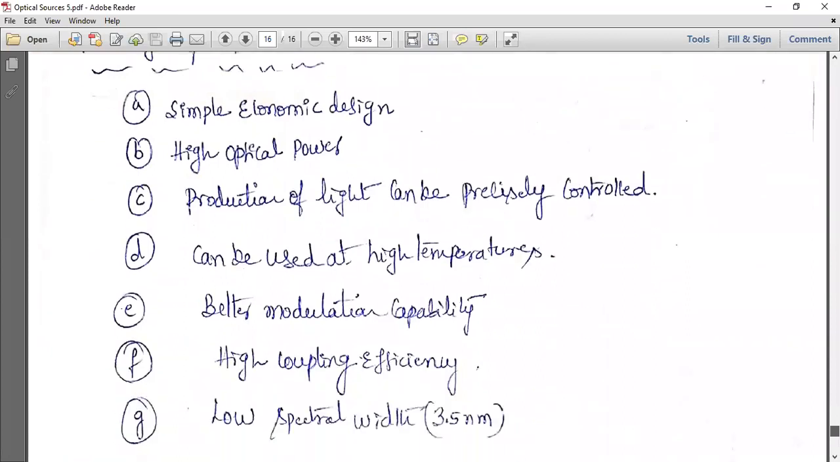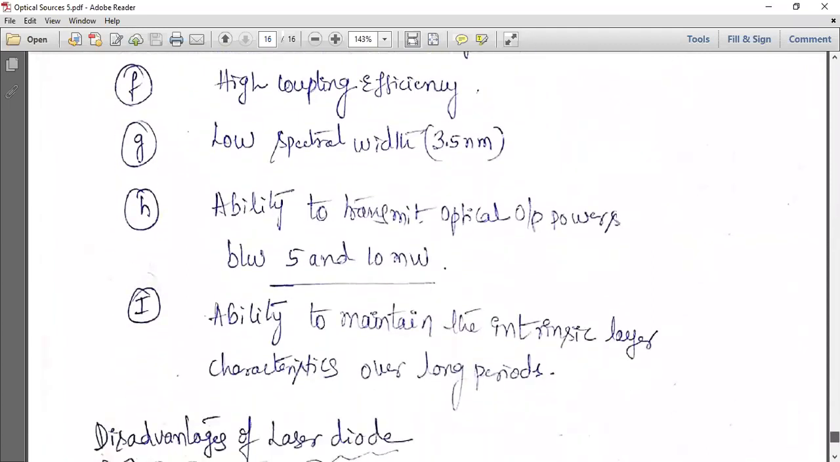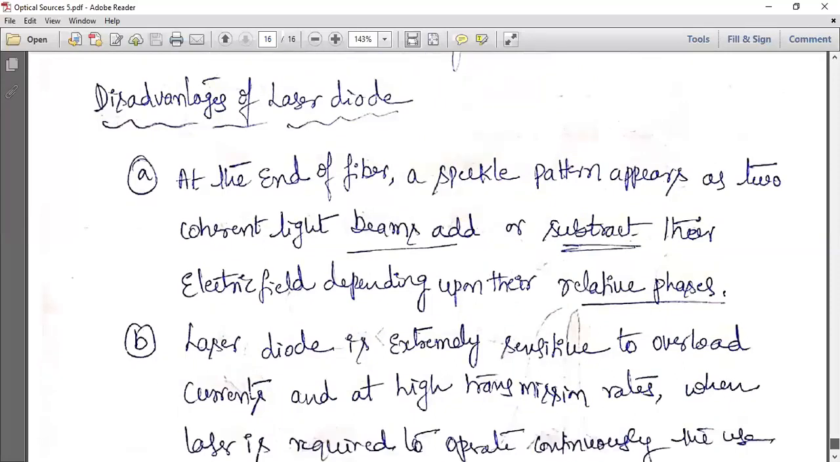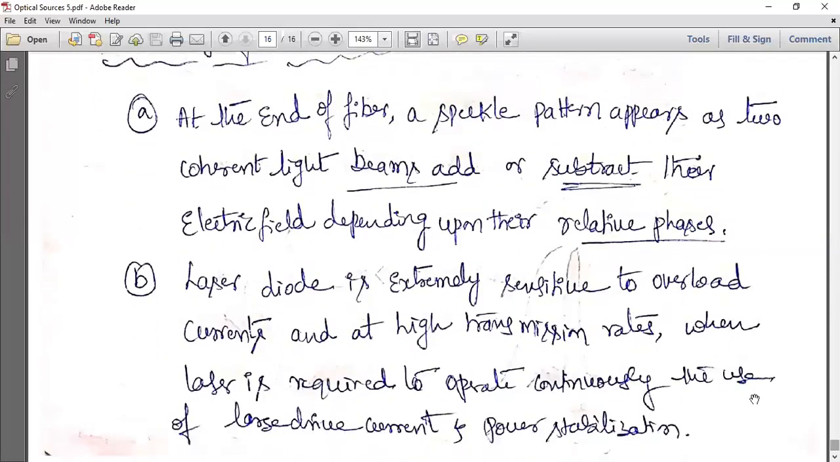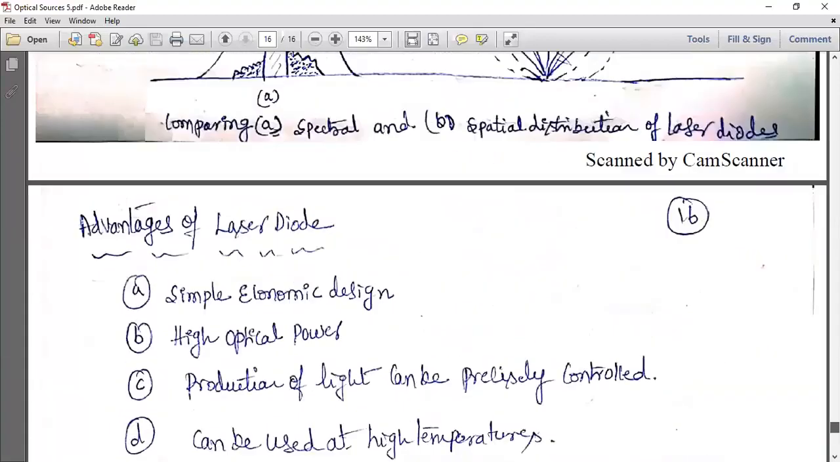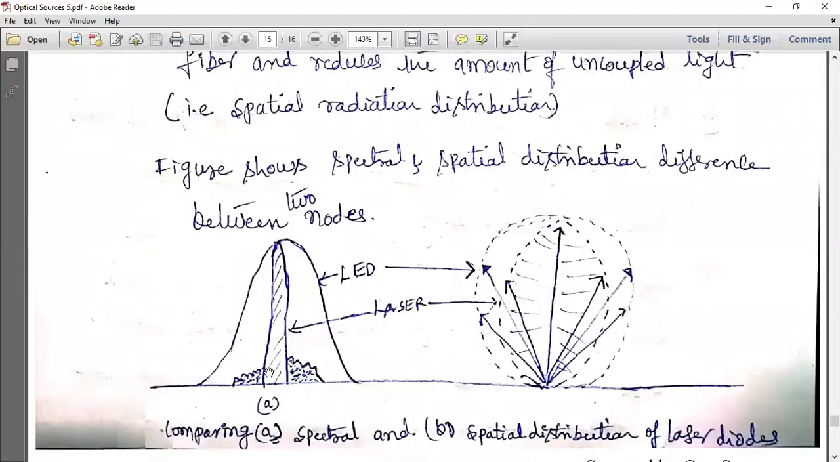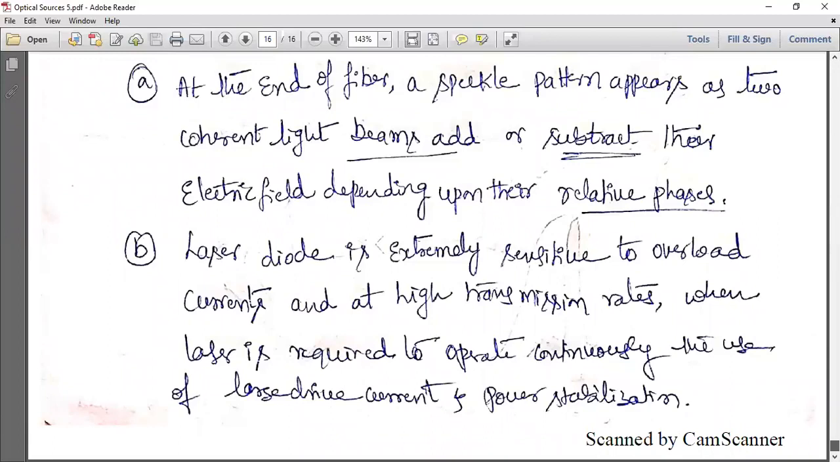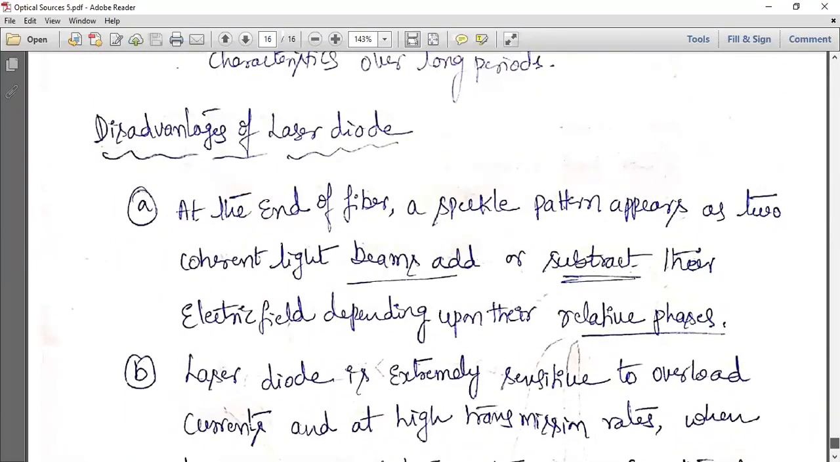That is the meaning. So the advantages of laser: simple, economic design, high optical power, and it can also work at high temperature. Coupling efficiency, because as it is directional, you can couple it from one cable to another very easily. Low spectral width, very directional, maintenance is easy, and transmit power will be high. Those are the advantages. Disadvantages are that there will be speckle patterns. What is the speckle pattern? Observe here, this is the speckle pattern. There are chances of speckle patterns coming out from the laser. And it is extremely sensitive to loads. That is another disadvantage.